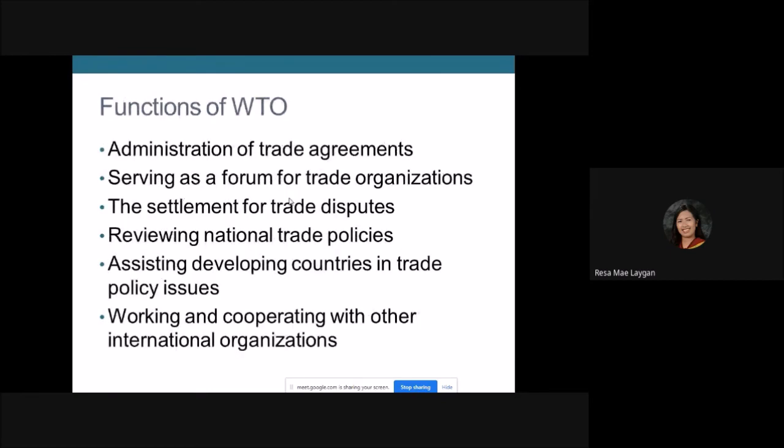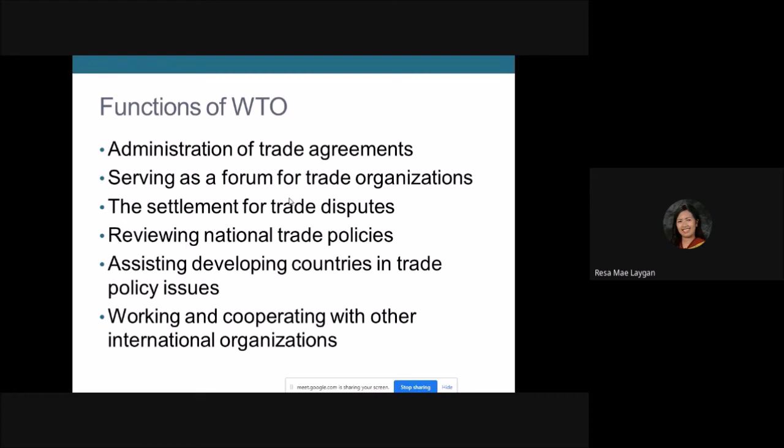So these are the different functions of the WTO. Ito yung mga different functions ng WTO. So in order to achieve the objective of a freer and fairer trade, the WTO is responsible in administration of trade agreements, serving as forum of trade organizations, the settlement for trade disputes.